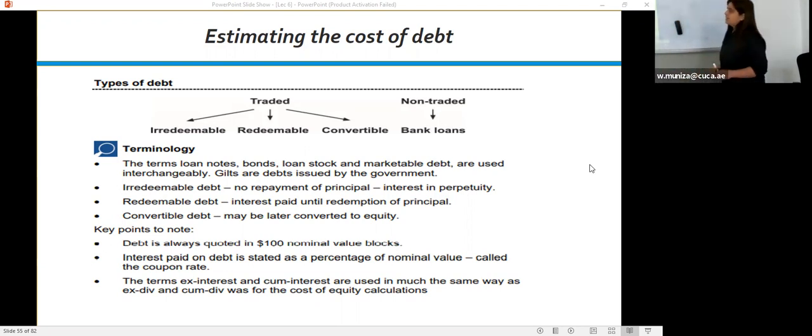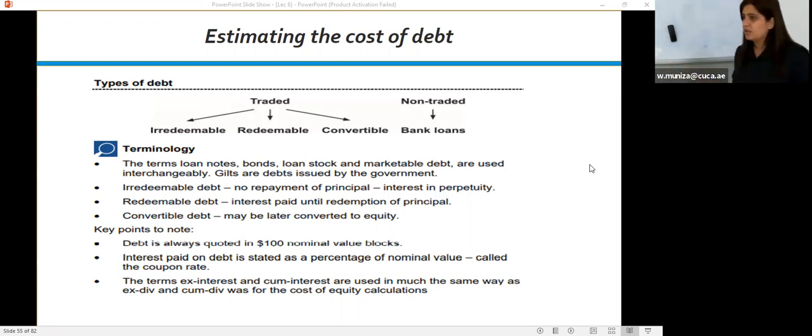The debt can be irredeemable, the debt can be redeemable, or the debt can be convertible. Or on the other hand, the debt can be simple in the form of bank loans. What is an irredeemable debt? The debt which is never going to be redeemed. The principal amount is never going to be returned, but the interest is going to be paid in perpetuity.